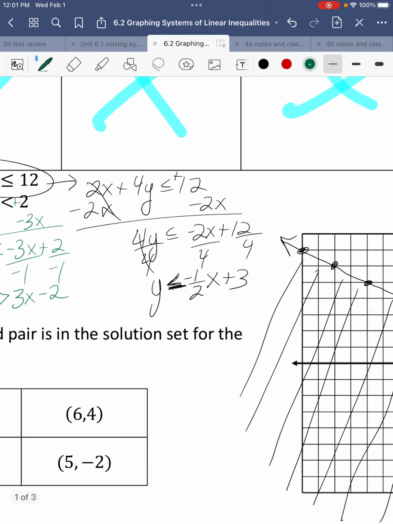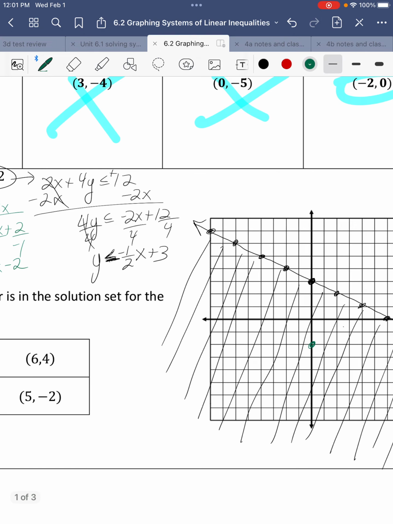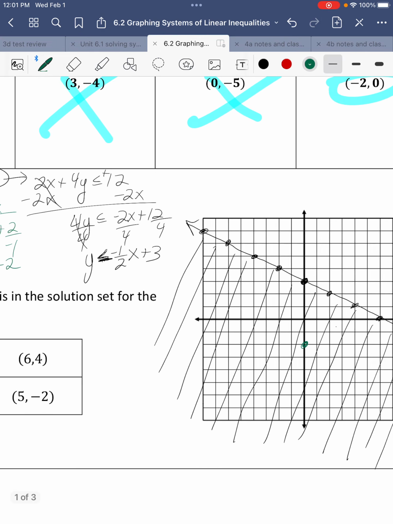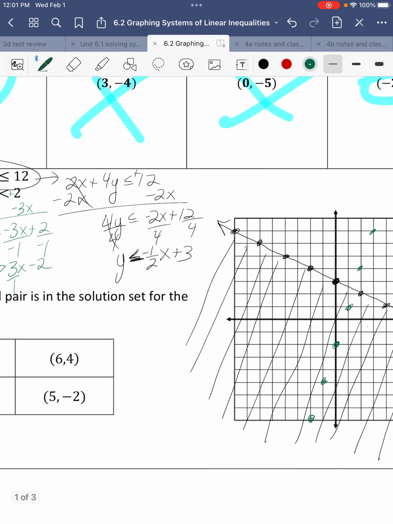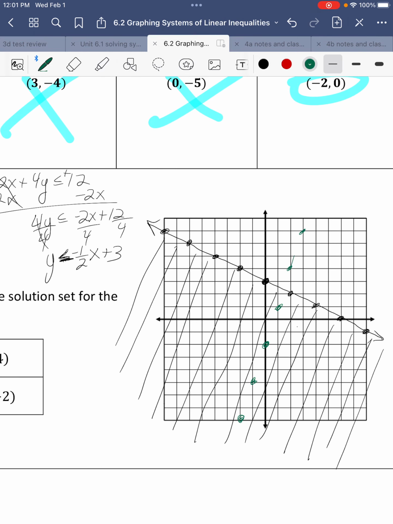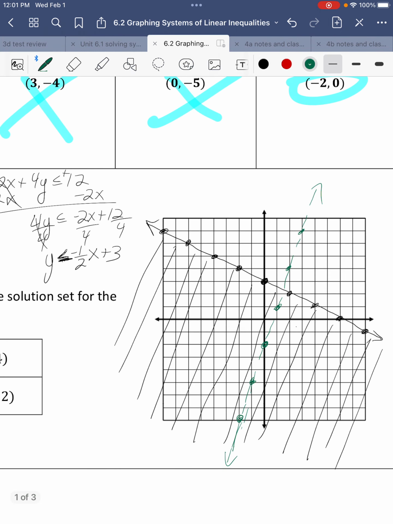And now let's graph that. We have down 2, and then up 3, right 1. Up 3, right 1. Or down 3, left 1. We got a dash line because it's not equal to. And then which way is it shaded? Greater than. So this to the left here is greater than because that's going up.